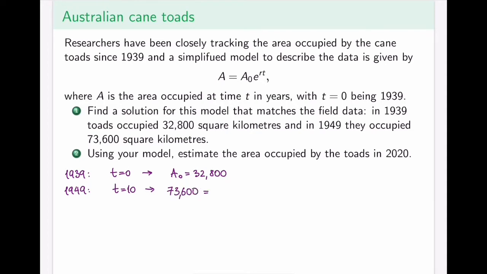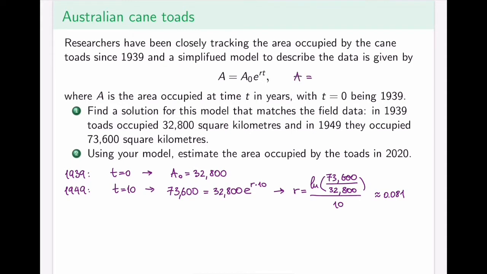73,600 equals A naught, which is 32,800, times e to the power R, which I still don't know, times t, which is 10. This is really good news because this is an equation with only one unknown, R, and I can solve it for R. So solving for R here, I will have that it is the logarithm of 73,600 divided by 32,800, all over 10, and that comes out to be approximately 0.081.